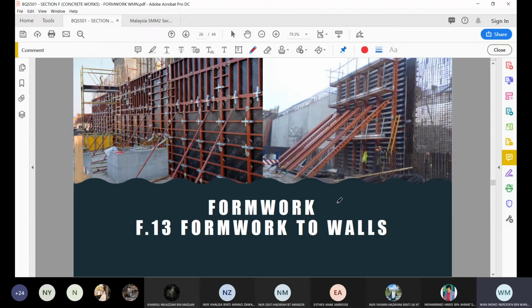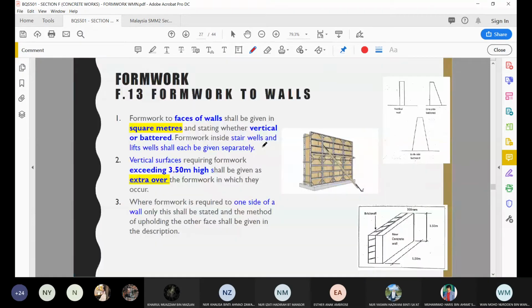Untuk dinding tak? Okay, F13, formwork to walls. F13.1, formwork to faces of wall shall be given in square meter. Untuk permukaan kan, wall. This will be the faces of wall lah. So, ini dia adalah meter square. Setting where vertical or battered. Vertical is vertical. Kalau battered, dia macam ni lah. Dia ada sloping macam ni.